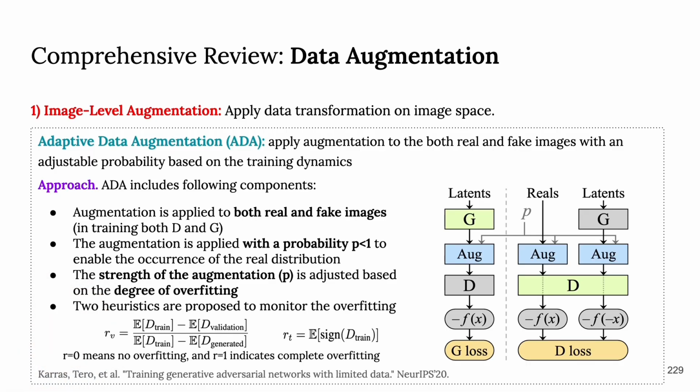To do this, they propose two heuristics to monitor the overfitting, r_v and r_t. R equals 0 means no overfitting, and r equals 1 indicates complete overfitting. When r is higher, it shows that overfitting is increasing. In that case, they increase p to have more augmentation and decrease overfitting.